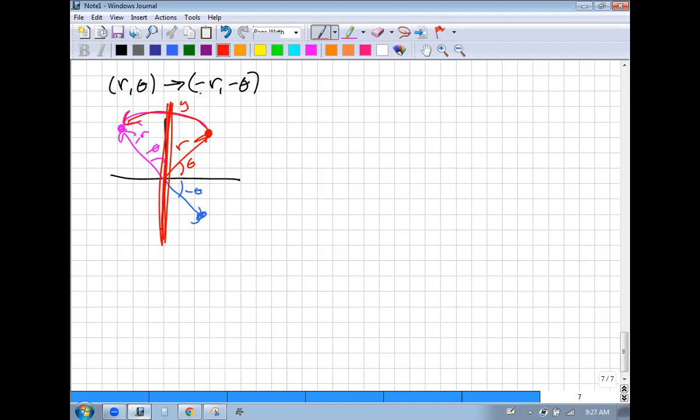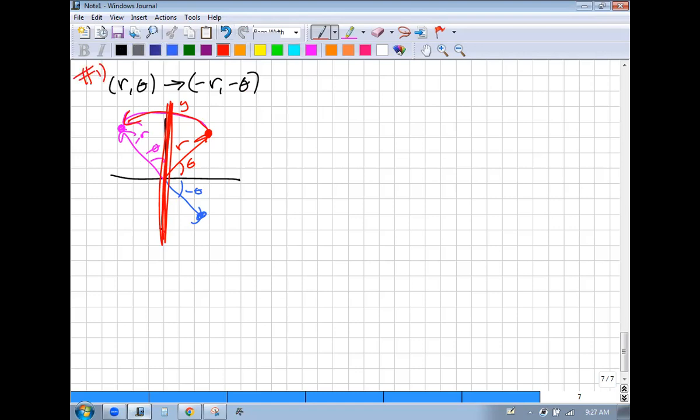Okay, so in an equation, if you switch r, theta with minus r, minus theta, and the equation doesn't change because the minuses just all fall out, that means the graph is symmetric about the y-axis. So this is like your test number 1.